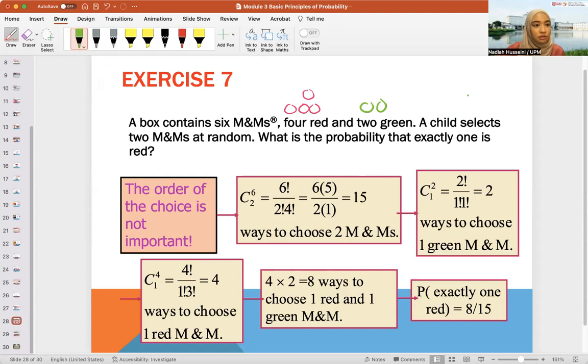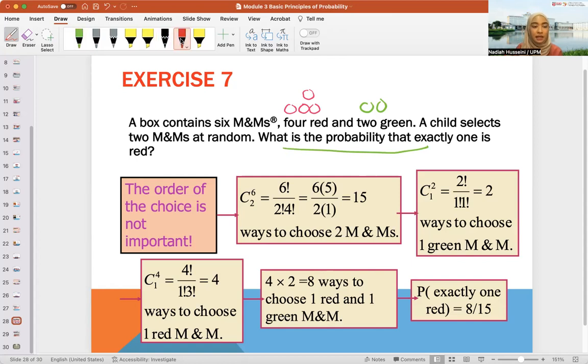There's no first try, second try. There's no order here. There's no stages. It is selecting 2 at once. So you know that this is a combination problem. You have 6 selecting 2. The subset size is 2. Okay, so what is the probability that exactly 1 is red? Exactly 1, not at least 1.